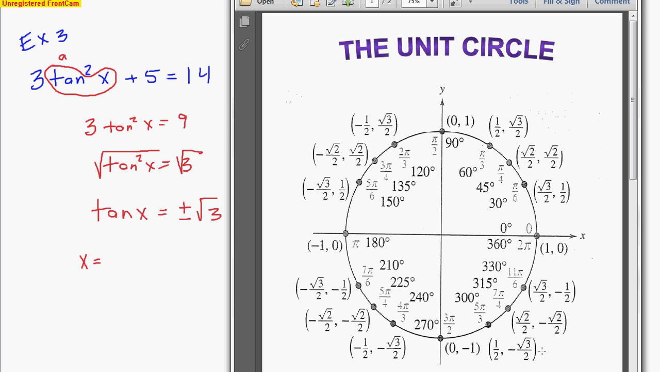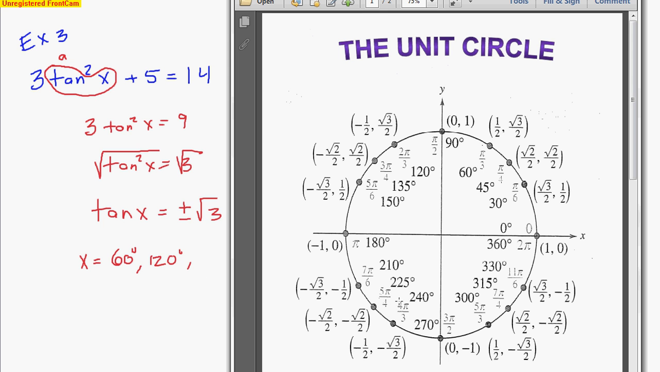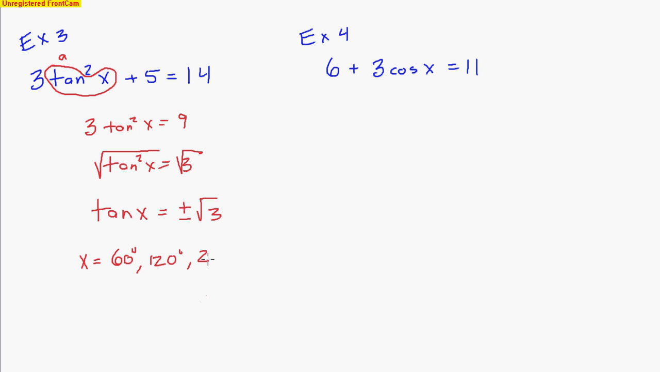So I have several answers. I have 60 degrees, 120 degrees, and don't forget I could put my answers in radians. I have 240 degrees and 300 degrees. So those are the 4 places on my unit circle from 0 to 360, or all the way around the circle, one revolution, where this could potentially occur. So pretty cool, pretty easy to do that one.